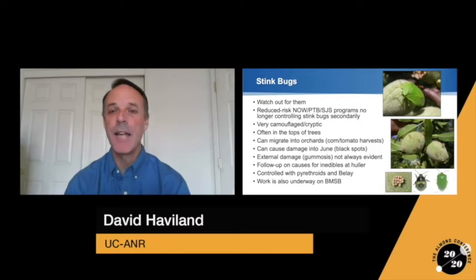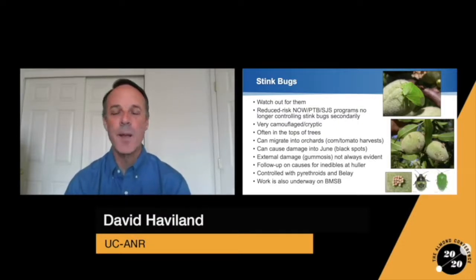They can cause damage into June with relatively hardened-off shells that causes a black spot on the nut that's rejected at harvest. That gummosis they cause, you see in the middle picture, is very evident early in the season. That picture is from about April. But when the stings occur in June and later, there's very, very little gummosis, and you just don't see it very easily.